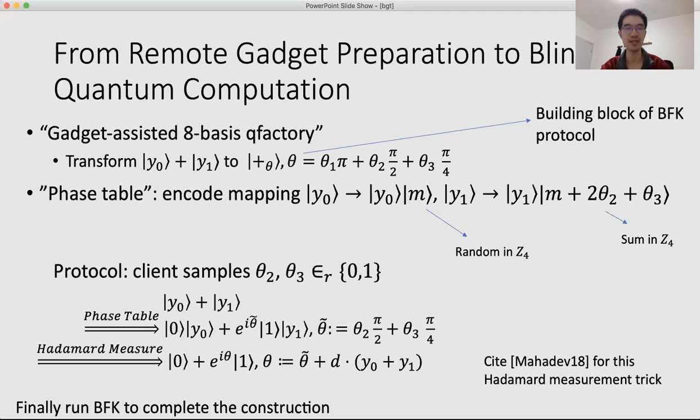But simply speaking, what we're going to do is to first use some non-collection basis test step to get some verifiability on the input part. But if we assume the input is honest, what we're going to do is to use the phase table to encode the phase gate securely. And in this table, we can allow the server to add a phase in this superstition gadget and use the Hama measurement from this paper to collapse this state to a single qubit state. Finally, we can run BFK protocol to complete this construction.